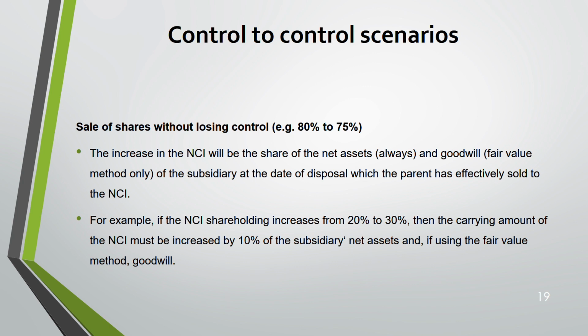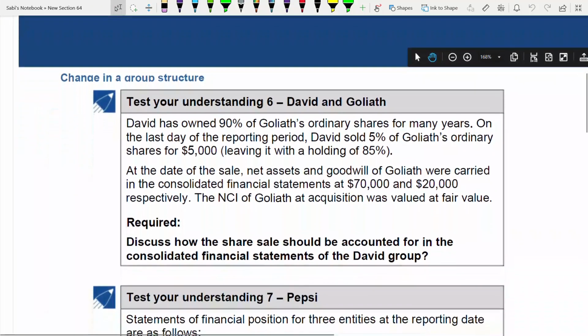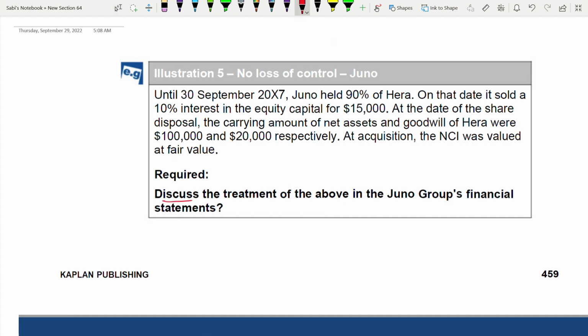Now let's do questions on this one. Illustration 5. So there are 3 questions which we are going to do: Illustration 5, test understanding 6 and 7. Here in illustration 5, you are supposed to discuss the treatment of the above. So the word is discuss. Whenever the word discuss is used, you need to calculate, but the calculation mark is only a little portion. More is on the discussion. Basically you're discussing the numbers that you are going to get.